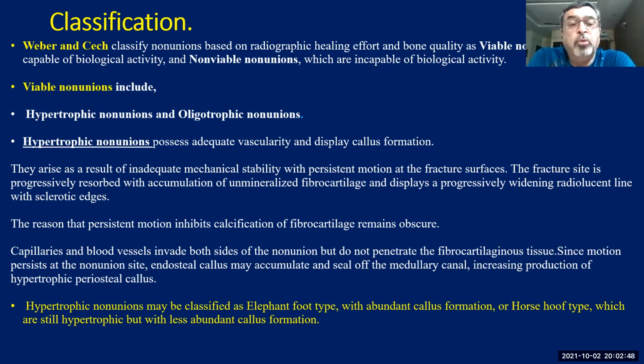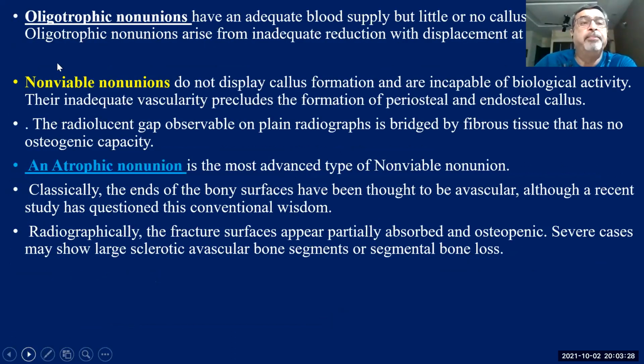The reason that persistent motion inhibits calcification of fibrocartilage remains unclear. Capillaries and blood vessels invade from both sides of the non-union but do not penetrate the fibrocartilage. Since motion persists at the non-union site, endosteal callus may accumulate and seal the medullary canal, increasing the production of hypertrophic periosteal callus. So if there is a question on pathology of non-union, this part is very important to be written there. Hypertrophic non-union can be classified as elephant foot type with abundant callus or a horse hoof type, which is still hypertrophic with less abundant callus.